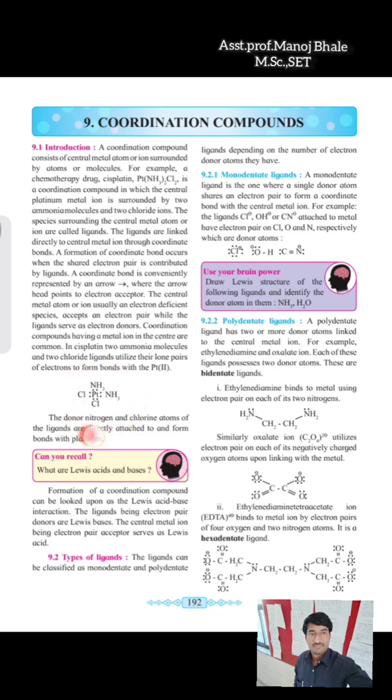All these act as ligands, and this central part is Pt. Pt means platinum, which is a transition element, and this metal is surrounded by four ligands. Out of these four ligands, there are two similar ligands: the ammonia, NH3 and NH3. These two chlorines are also similar ligands, chlorine and chlorine. So four ligands surround the central metal.